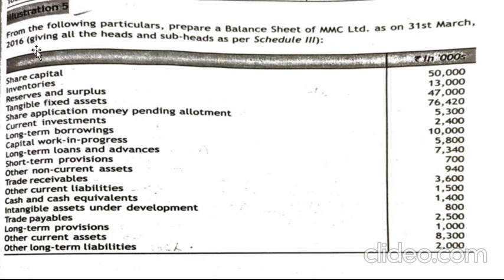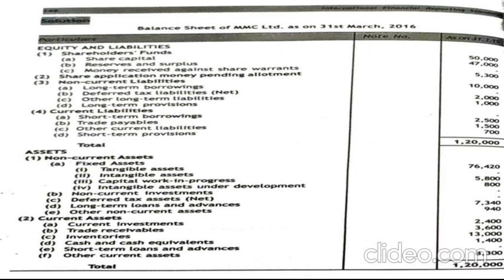They've given in the problem, from the following particulars, prepare balance sheet of MMC Limited as on 31st March 2016, giving all the heads and subheads as per schedule 3. So they've asked us to prepare the balance sheet. As for the format we learned in the previous video, balance sheet of MMC Limited as on 31st March 2016, we have particulars, vertical balance sheet, particulars, amount and the note.